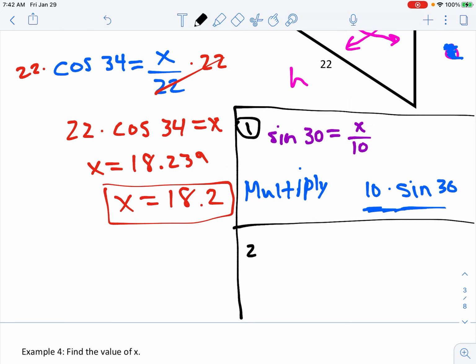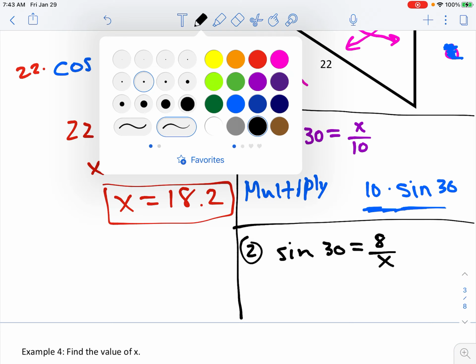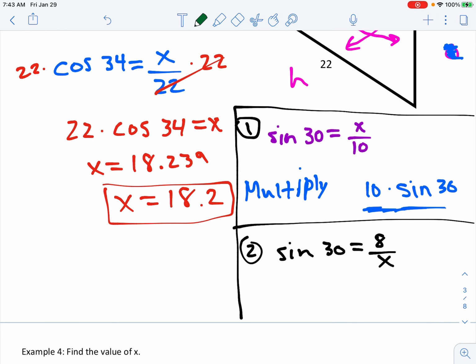All right, case two is what happens if we have the x on the bottom. If x is on the bottom, case two will always be a division. Doesn't matter if it says sine, cos, or tan. If x is on the bottom, it will always be a division. And when we divide it, it'll always be number divided by function.